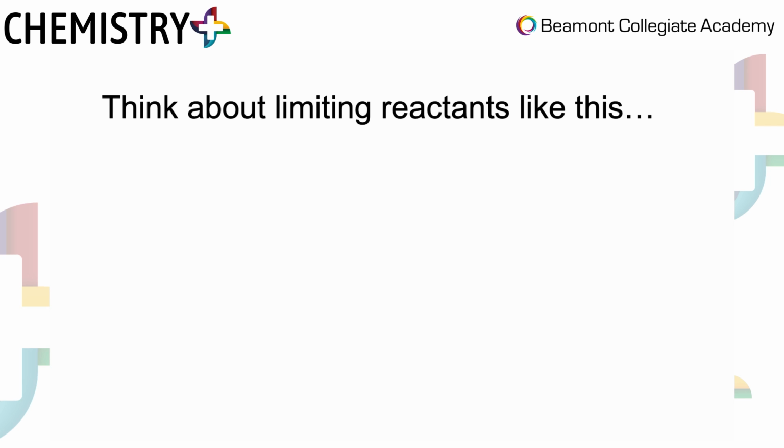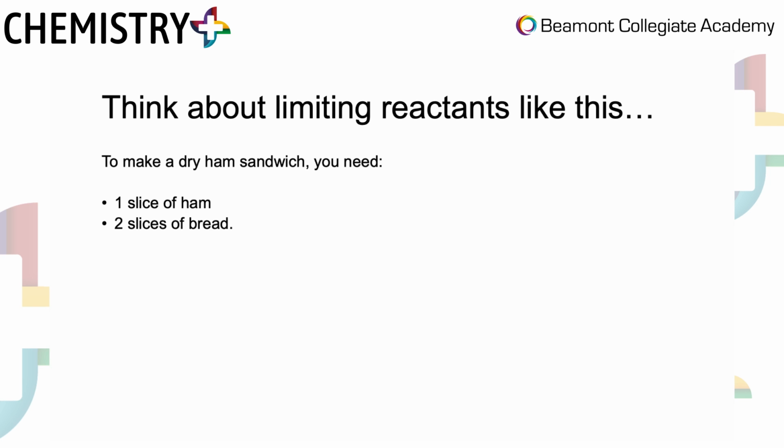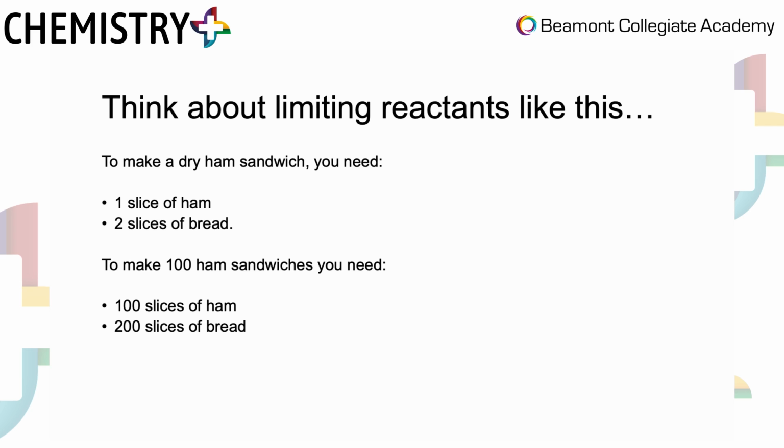Now, there can be analogies to thinking about reactants that maybe make it more accessible. I like to think of limiting reactants when thinking about food. Everybody knows I love a ham sandwich. To make a dry ham sandwich, you need 1 slice of ham, 2 slices of bread. Therefore, if you wanted 100 ham sandwiches, you would need 100 slices of ham and 200 slices of bread.